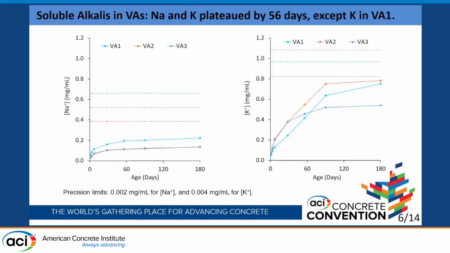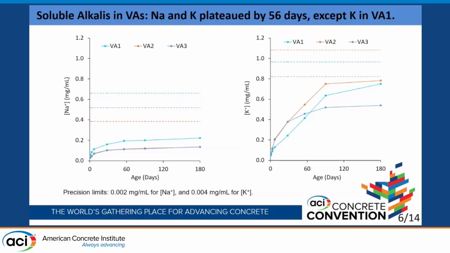In terms of results for the soluble alkalis, with the new test method that I just explained, here are the results for volcanic ashes, the 3 VAs I had in the study. In these graphs, the left one is the soluble sodium, the right one is soluble potassium, the x-axis is of course the time, and the y-axis is the concentration of sodium. So this one is the bottle with 1 molar potassium hydroxide host solution.